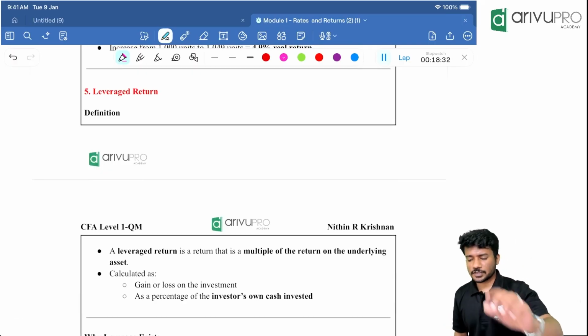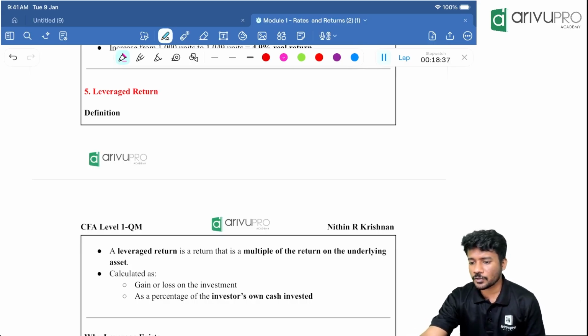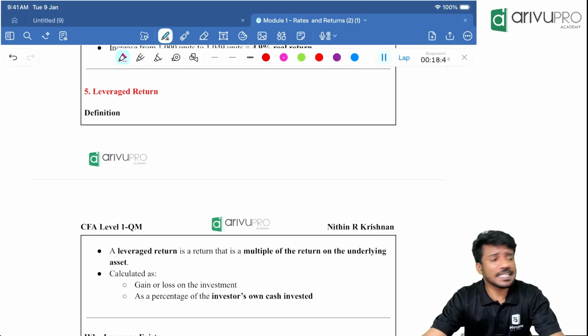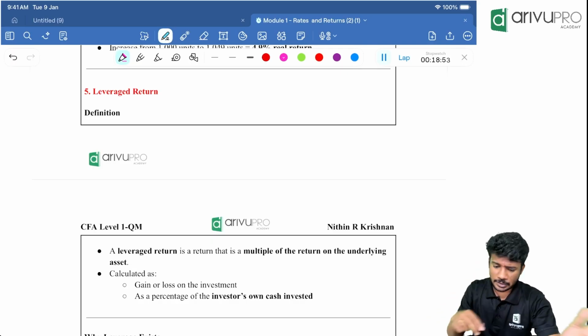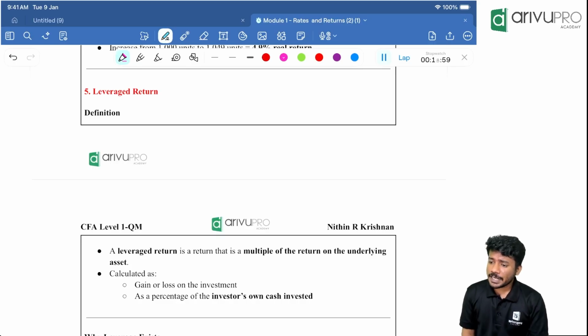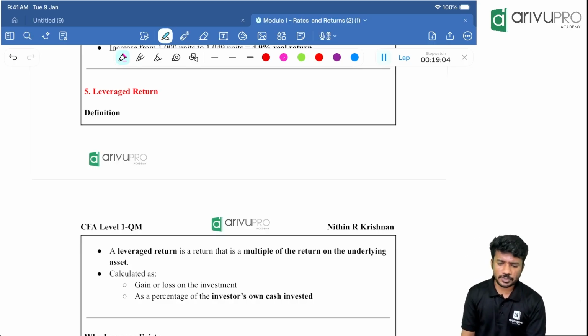So what all things we discussed? Gross return we discussed. What do you mean by gross return? Without deduction. Then net return is how much? With deduction. Then pre-tax is how much? Before the tax. Then after-tax means what? The post deduction. Now coming to the fifth point, that is the leverage return. What do you mean by leverage return? Any idea? What is leverage return?